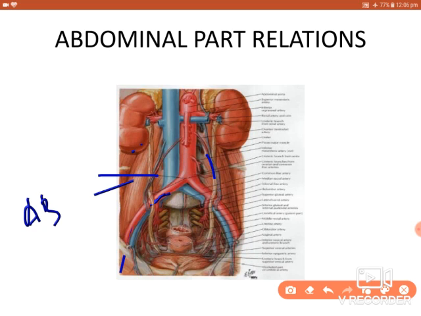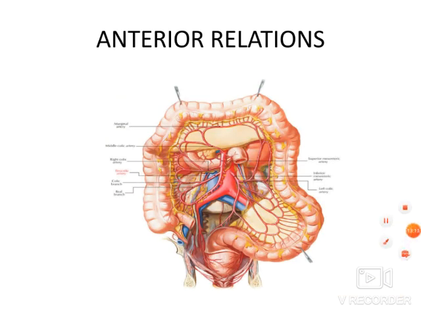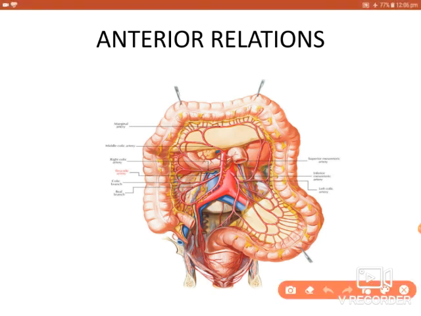Then in this figure you can see the gonadal vessels. Here you can see this is the right kidney, and here part of the left kidney. This is the second part of the duodenum, and this is the third part. On the right side, the ureter is crossed anteriorly by this third part of the duodenum.